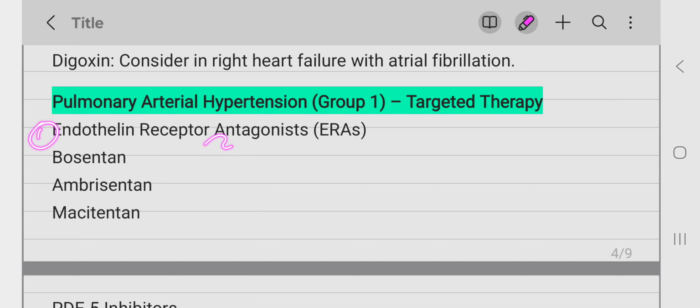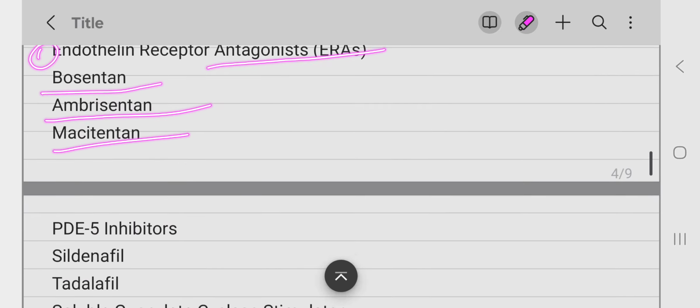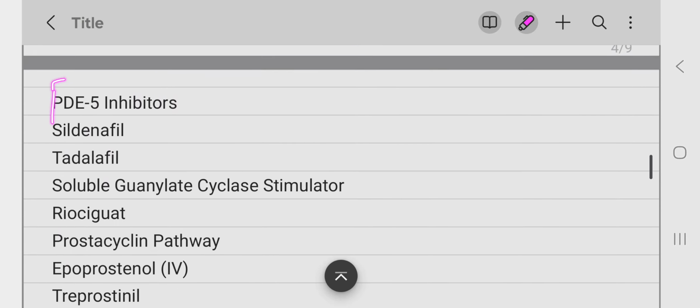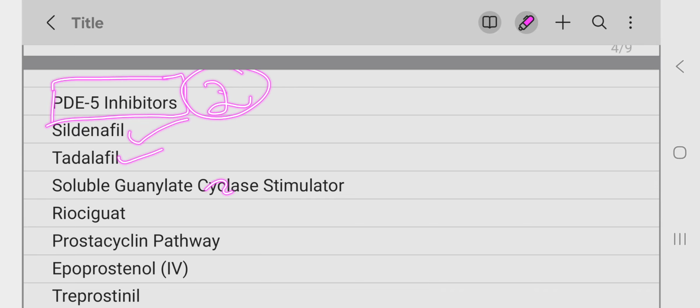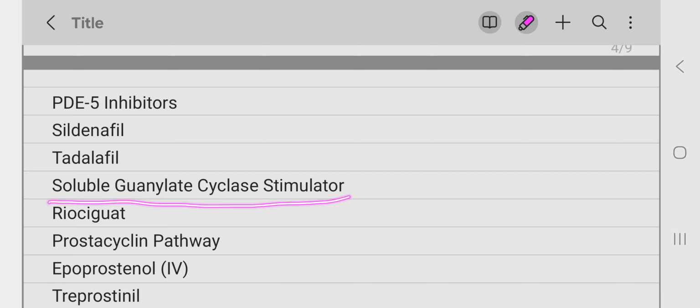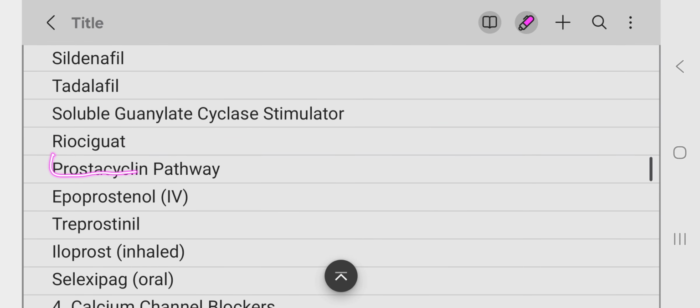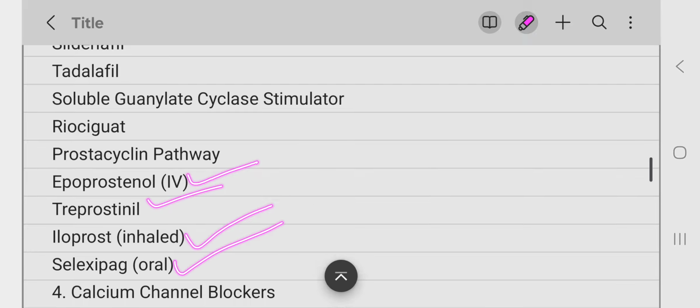First one is endothelin receptor antagonists. These include bosentan, ambrisentan, macitentan. Then phosphodiesterase type 5 inhibitors are the second group. These are sildenafil, tadalafil, and then soluble guanylate cyclase stimulator also belongs to this group. This is riociguat. Then prostacyclin pathway agonists. These include epoprostenol, treprostinil, iloprost, selexipag.